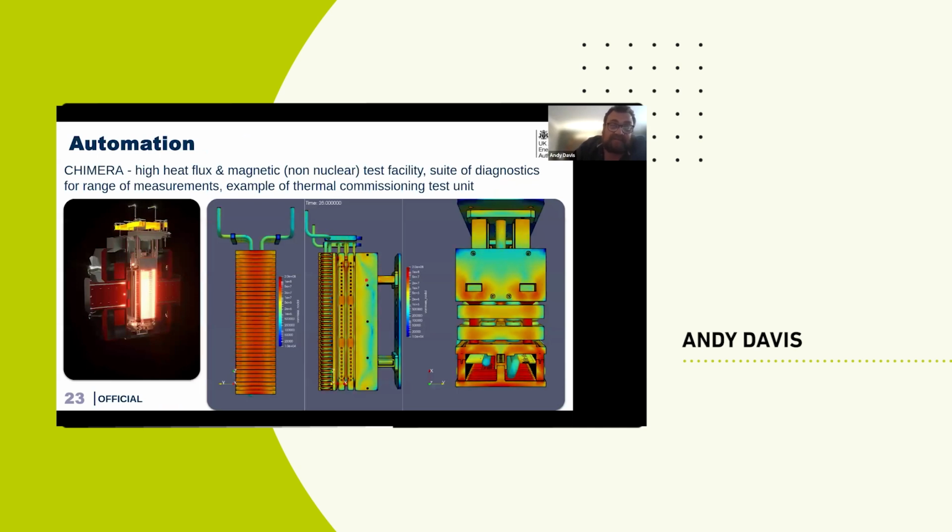Examples of automation. This is a model that we produced of Chimera, which is a high heat flux testing facility being built at our second site up in Rotherham. It has a suite of diagnostics, but the real thing I want to show you here was novel a number of years ago. This is the whole system being solved for its thermal mechanical performance at the same time. And when doing it in detail, you get to produce a lot more emergent behavior, even with just two physics, than you otherwise would normally see.